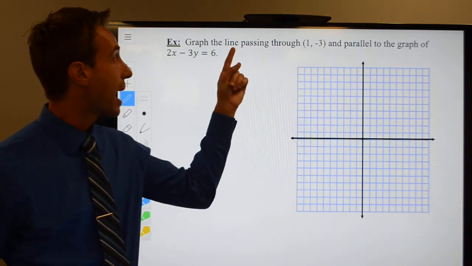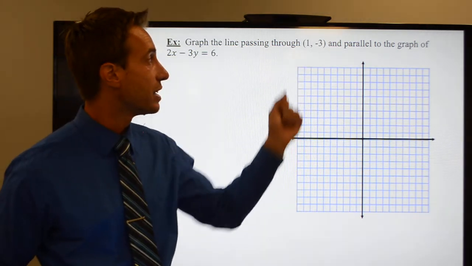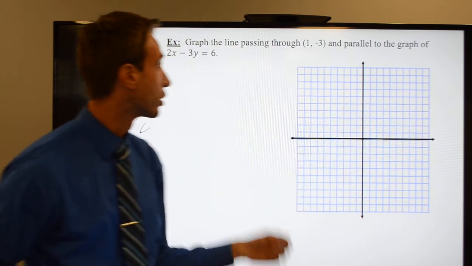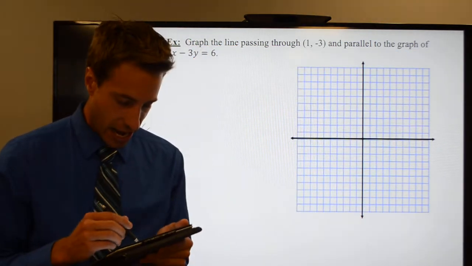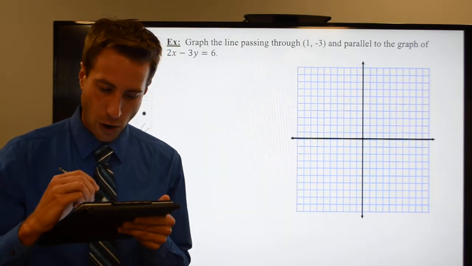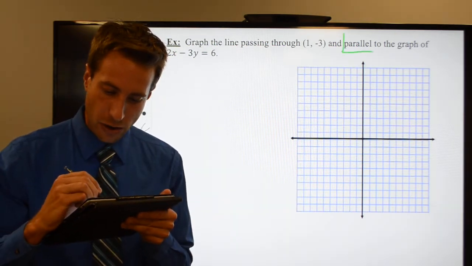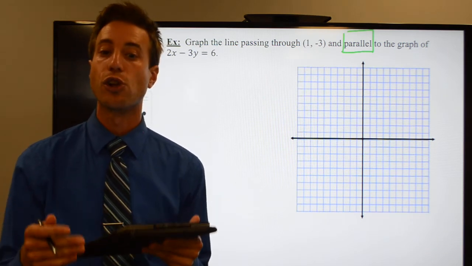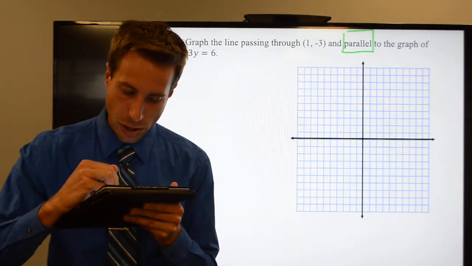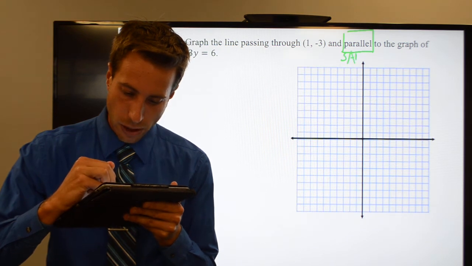I want you to graph the line passing through this point and parallel to the graph of the line given. So you have been given a line, and let's highlight what is important here. First of all, I tell you that I want parallel lines. Immediately what should jump off at you is this: the slopes need to be the same. So we're going to have same slope.